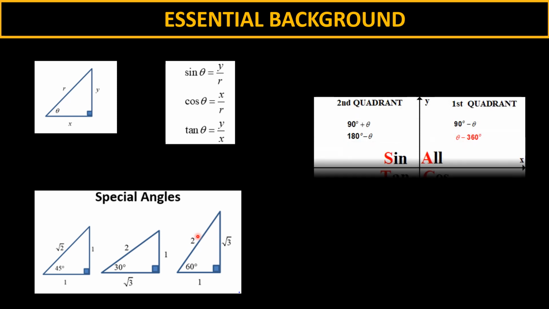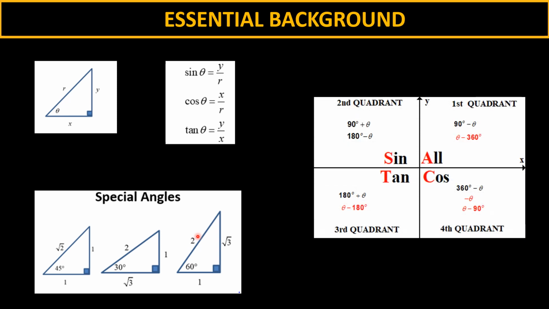And then you need to know in which quadrants the three ratios are positive. All the ratios are positive in the first quadrant. Sine is positive in the second quadrant. Tangent is positive in the third quadrant. And cosine is positive in the fourth quadrant, right?